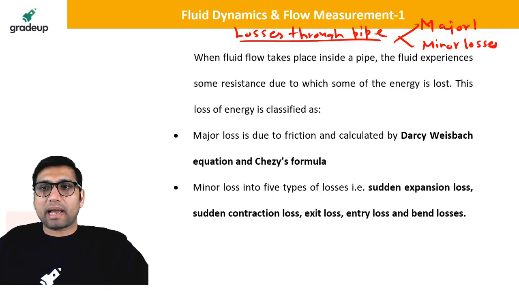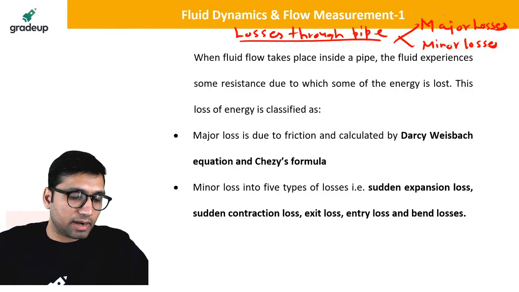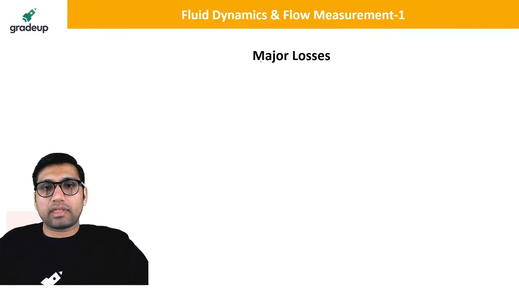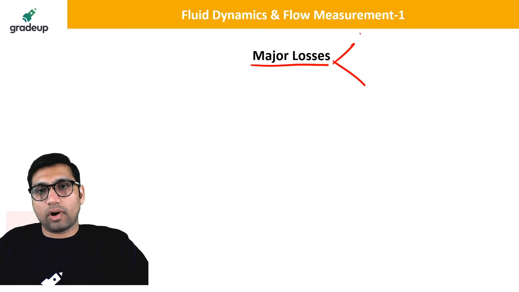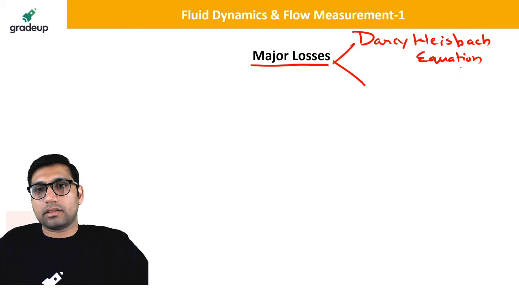Whenever flow takes place inside your pipe, we'll be having these two types of losses, which are called major and minor losses. Major loss can be found by using two formulas. One is called the Darcy-Weisbach equation. Another is the Chezy's formula.